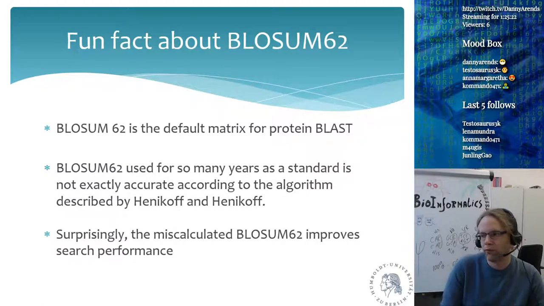Why that is, no one knows exactly, but the default BLOSUM 62 matrix is not entirely accurate. For some amino acids, the frequency at which they were observed to change in the database did not match what was in the database, but still it works. It worked better than the standard algorithms for alignment. So the miscalculated BLOSUM is still the default because it improves search performance. And why that is, no one knows exactly.